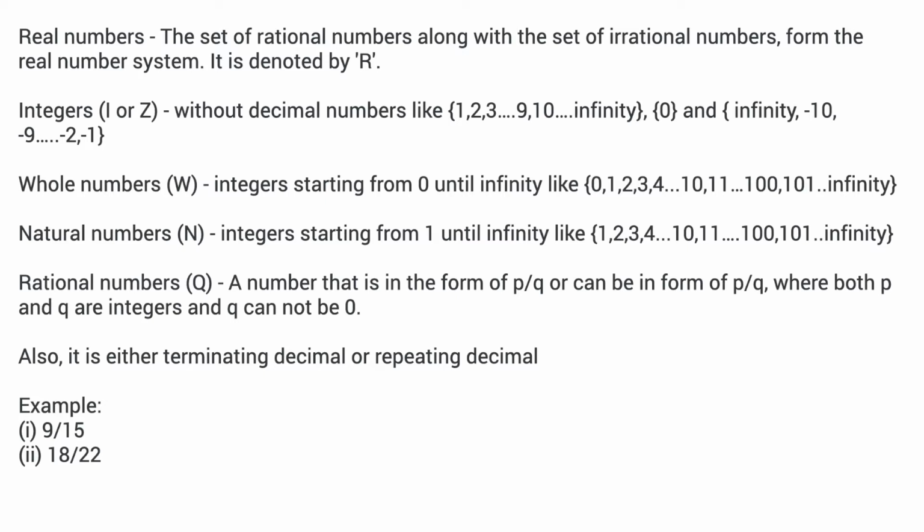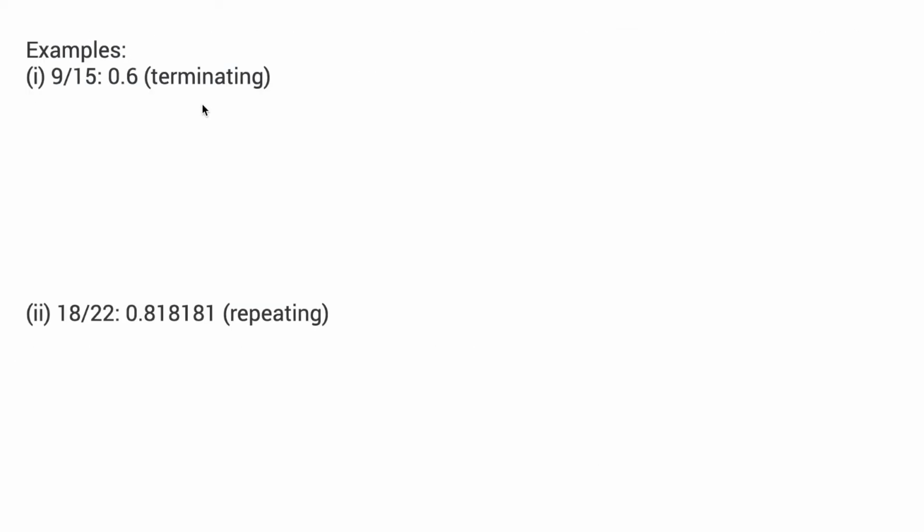Let's take an example. Let's start with our first example, 9 by 15. How can we solve this? 9 divided by 15. First we need to put 0, then the decimal. It will give a value of 90. Then in the table of 15, 15 times 6 is 90, and then we have a remainder 0. So if we get a remainder 0, then we call it a terminating decimal.